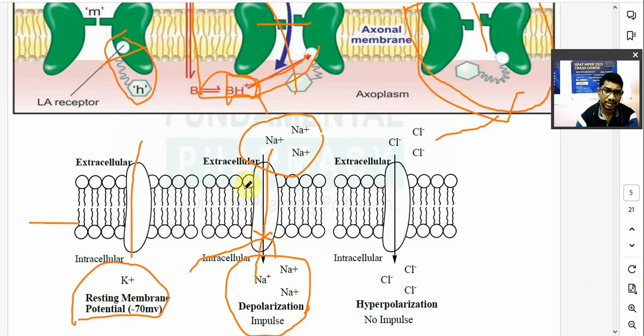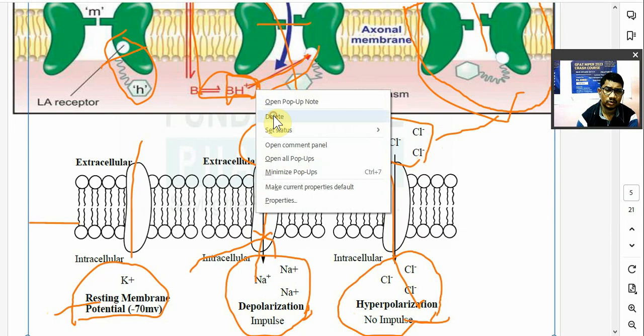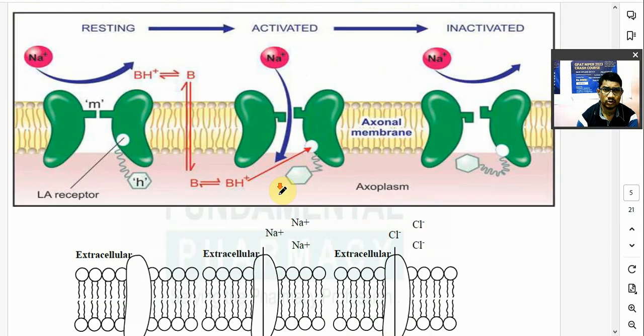Suppose sodium अंदर जाता है तो depolarization होगा, nerve impulse generate होगा. Suppose a chloride ion channel opens and chloride goes inside. What will happen? As chloride has a negative charge, and inside the cell membrane there is already a negative charge, there will be hyperpolarization of the membrane, and then no impulse. So you just remember, local anesthetics block the sodium ion channels.